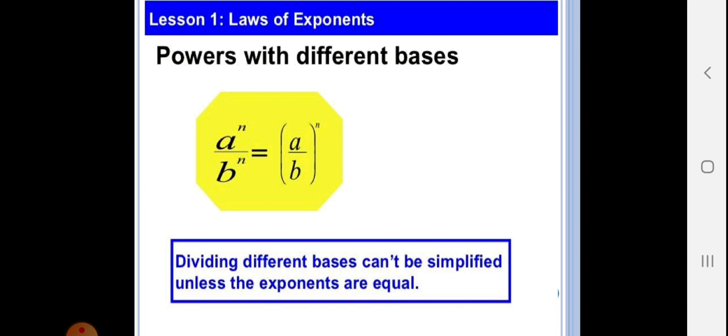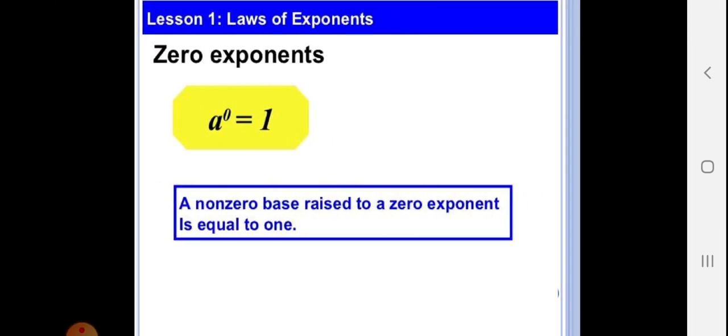Powers with different bases. So you can again see here a raised to n divided by b raised to n. So what you will do is simply divide a and b and keep the power common. So dividing different bases can't be simplified unless the exponents are equal.